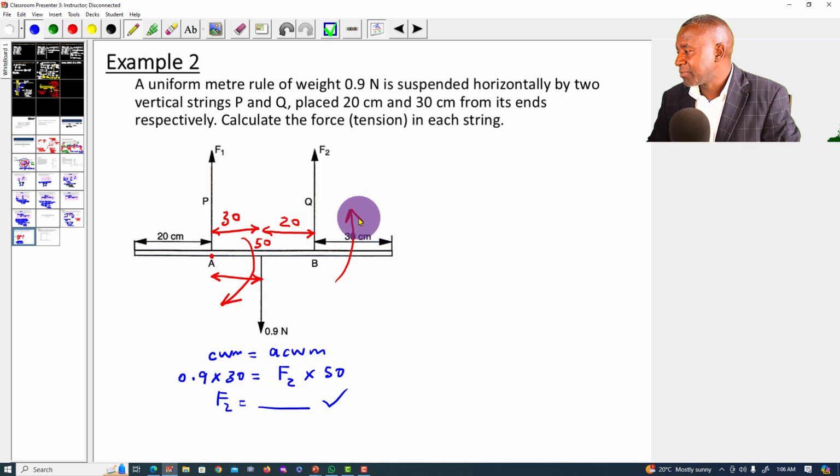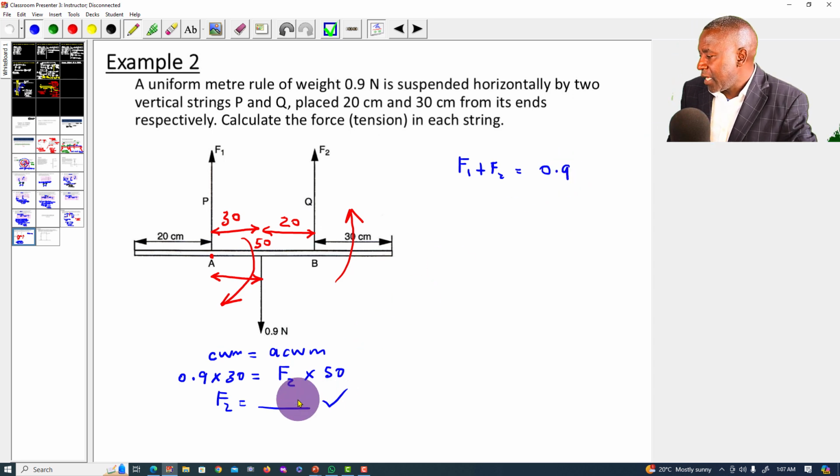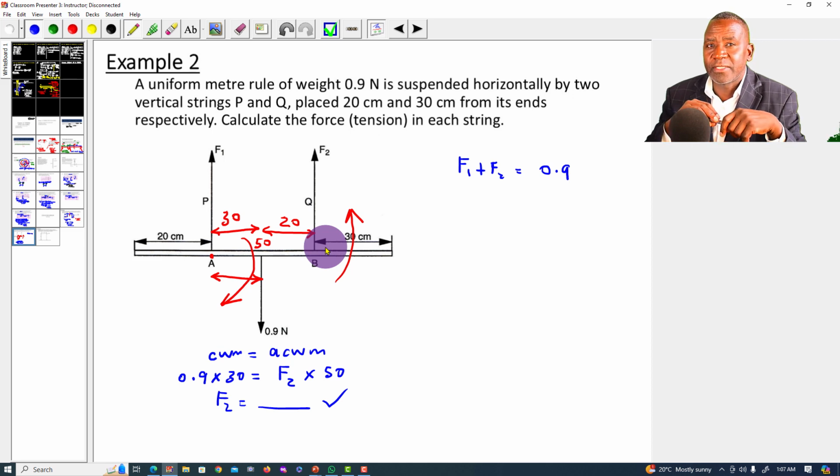And then, when it comes now to getting F1, you will say sum of upward forces, which is F1 plus F2, is equal to sum of downward forces, which is 0.9. And since from part A you have worked out F2, you can clearly work out F1. Alternatively, you can change the pivot and say, take moments about point B. In which case now, clockwise moment will be due to F1, and anti-clockwise moment will be due to 0.9 newton force. The moment due to F2 will be 0 in that case.